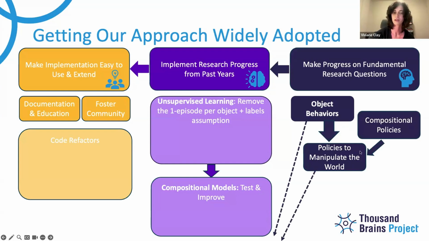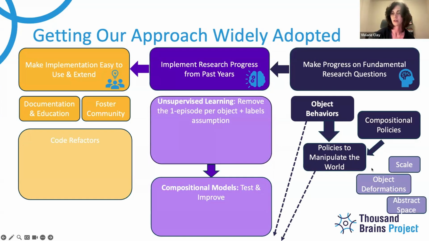And then again, once we make enough progress on these on the theoretical side, they will end up on the middle column and actually be implemented and tested. There are several other theoretical questions that might come up in the next months, but that are not the main topics. One might be scale, object deformations, or dealing with abstract space, but I'm just putting this on there since they might relate to some of these.